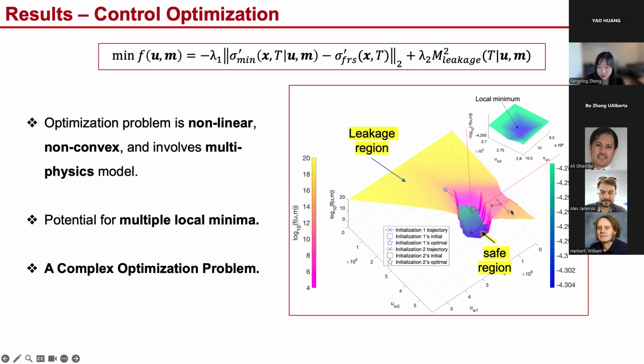But with another initialization, for example starting from this point here, it goes through several iterations still in the leakage region, but then it finally finds the safe region and a very good point inside the safe region as the final solution. So what I wanted to point out is that from this surface plot of the objective function, we can observe that the solution space is nonlinear, non-convex, and multi-physical. There exist many local minima, which shows the complexity of this optimization problem. We performed the optimization with these two different initializations, and they both converged from the leakage region to the safe, zero leakage region.